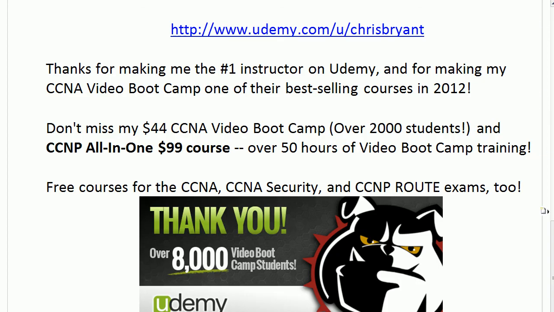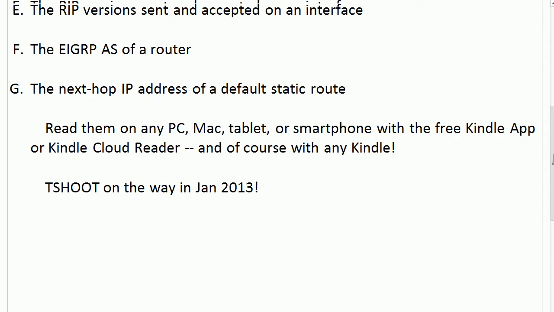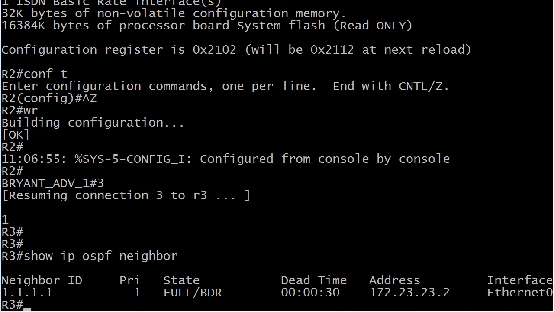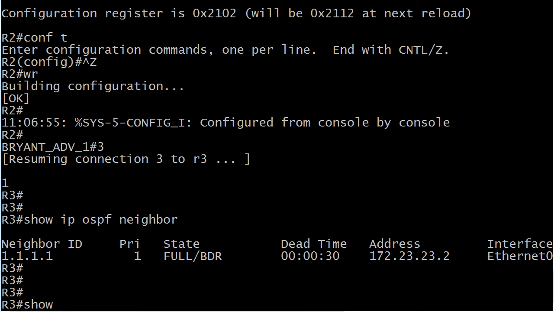So let's take a look at this full list of items up here, and we'll start from the top. The IP address of a loopback interface, you don't have to reload anything in order for that to take effect. Now, the configuration register, let's bring a live router up here. Take a look at it, and we'll go ahead and run what command to see what the config register setting is. Little pop quiz for you.